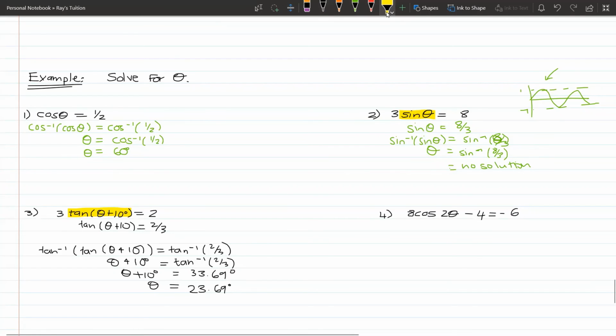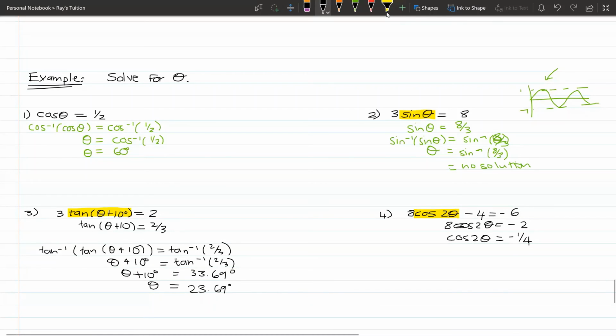Again, we want to get the trig ratio by itself. And the angle, remember, we can't change it at the moment. So we first get the ratio by itself. So we take the 4 over, so this here is 8 cos 2 theta is equal to minus 6 plus 4, which is minus 2. And then we divide both sides by 8. So then we get that it's equal to minus a quarter.